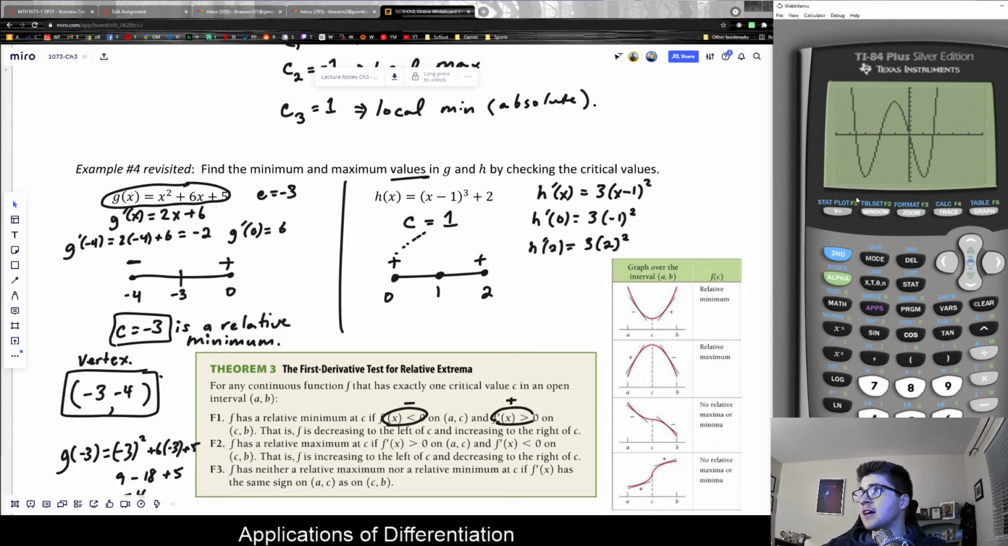And if you actually go ahead and look at the graph of this h function, (x minus 1) cubed plus 2, you'll see that it actually has a critical value. It flattens out at this particular point, but it doesn't actually change from increasing to decreasing, which means this is neither a min or max. You can always use a graph to check that out. And that point, if I were to plug it in, would be (1, 2). (1, 2) is neither a relative min or max because it has no change in the sign.